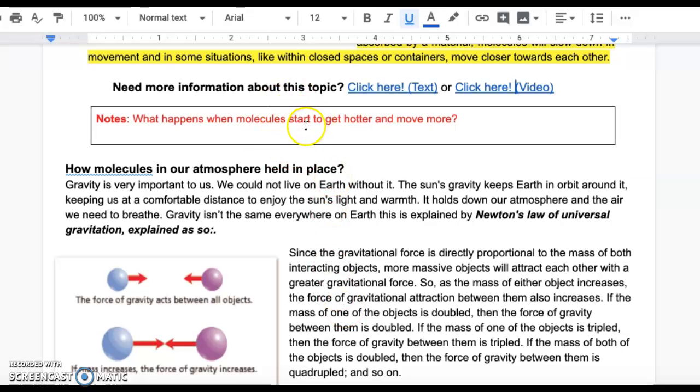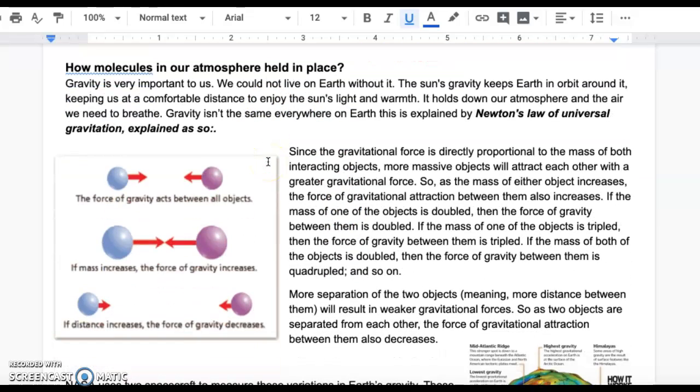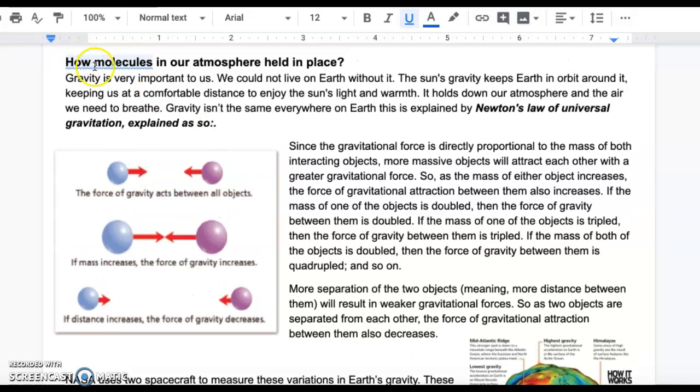All right. So you can go ahead and pause and then press play when you're ready to move on. Don't forget to answer that summary question. All right. How are molecules in our atmosphere held in place?